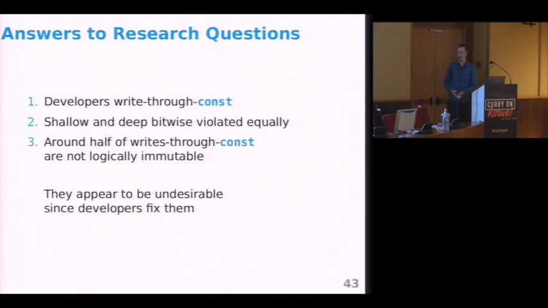So relating our work back to our research questions, we found that yes, developers do routinely write through const. They violate shallow and deep-wise immutability equally. And around half of the writes through const we found were not logically immutable. And this appears to be undesirable since developers actually fix them.